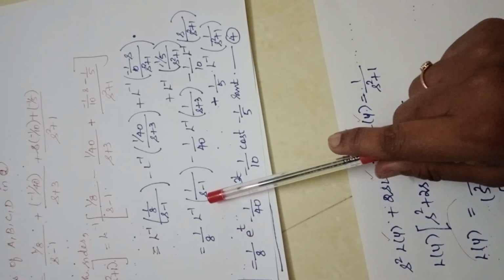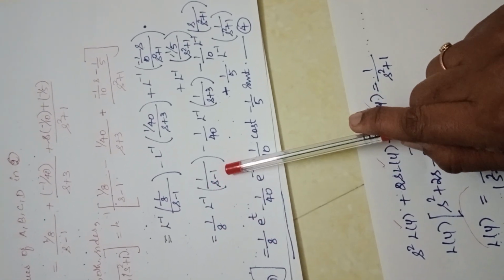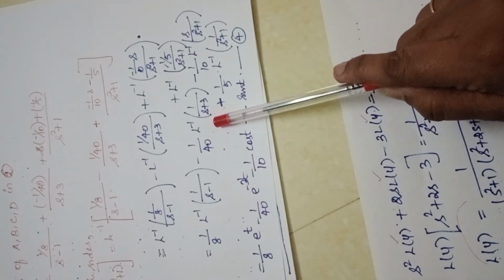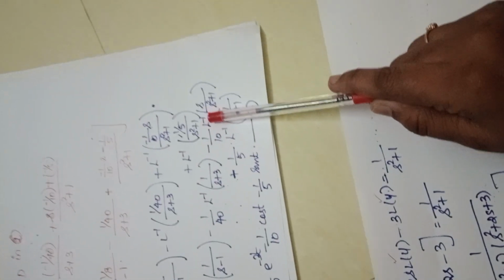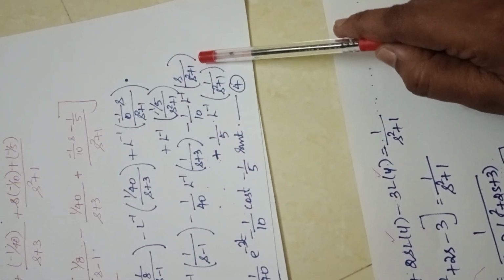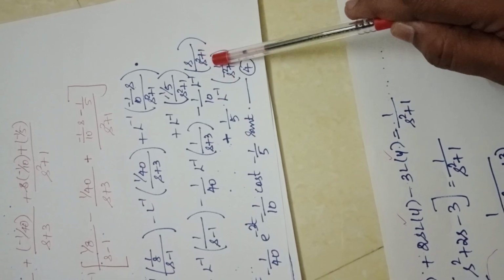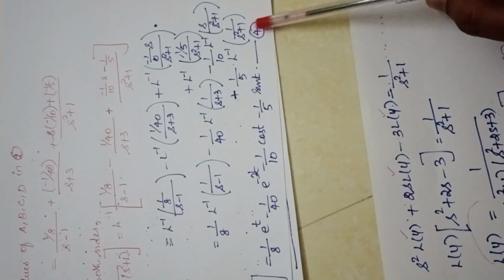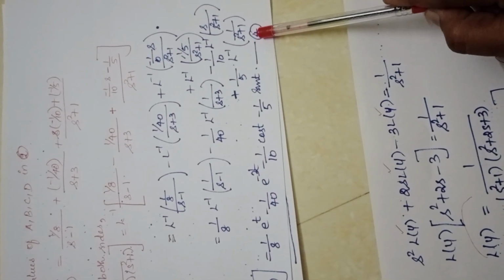Now we have come down to the formula. 1 by 8 L inverse of 1 by s minus 1 is e power t. Minus 1 by 40 L inverse of 1 by s plus 3 is e power minus 3t. Then L inverse of s by s square plus 1 is cos t. And L inverse of 1 by s square plus 1 is sin t. So the formula is done. This resulting expression we call equation 4.